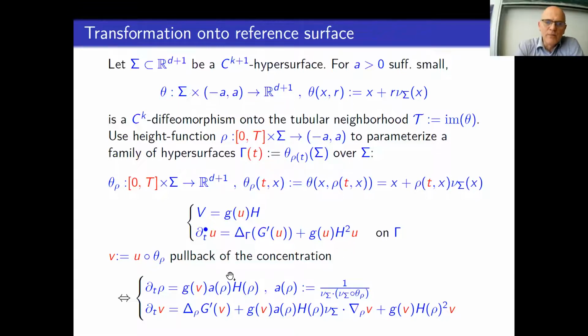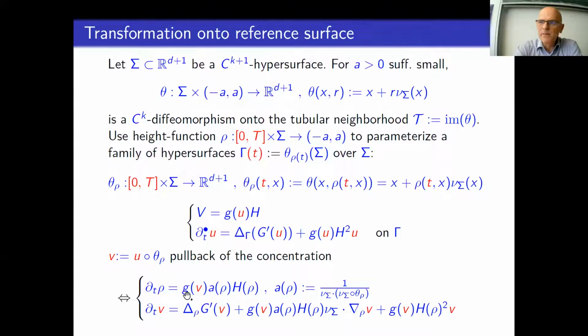So I do a pullback of the concentration. So theta rho is parameterizing the surface in a way, and then V is now living on the reference surface. So this is a PDE system which I have to solve now on the fixed surface sigma, but of course I get the evolution by computing this distance function.